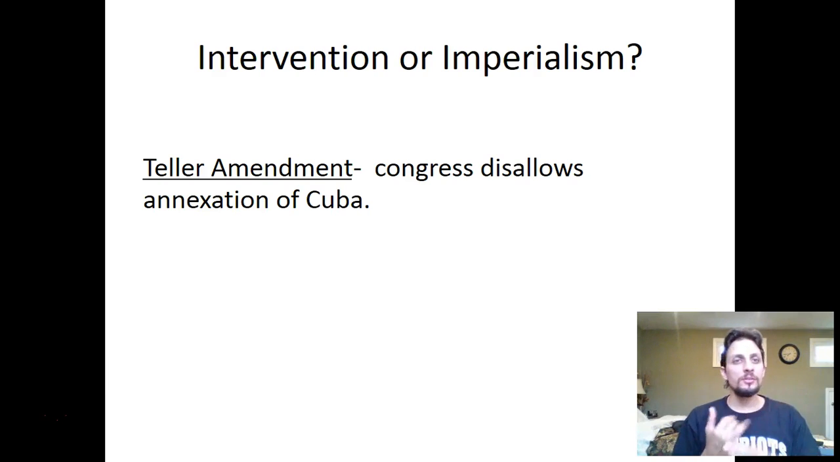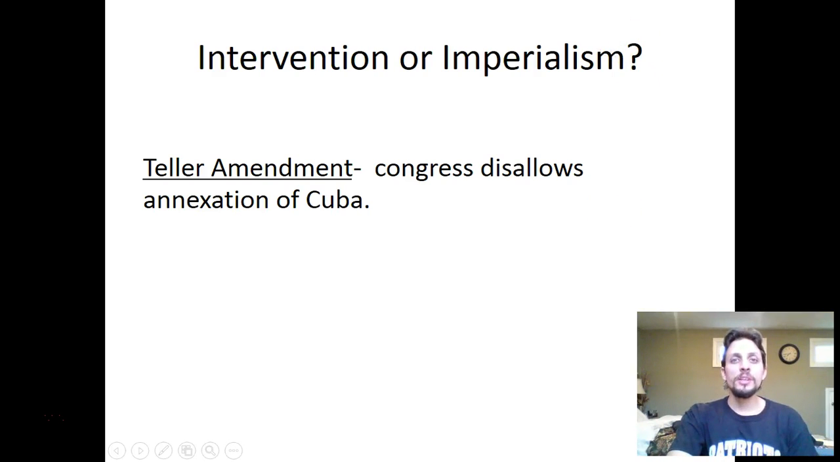Now, it's not just the sinking of the Maine. It's a number of different factors that go into it that we've talked about previously, as far as the human rights violations, seeing themselves in the Cuban revolutionaries. But I think the sinking of the Maine is kind of like the tipping point to getting Americans involved in it. And so Congress eventually is going to declare war.